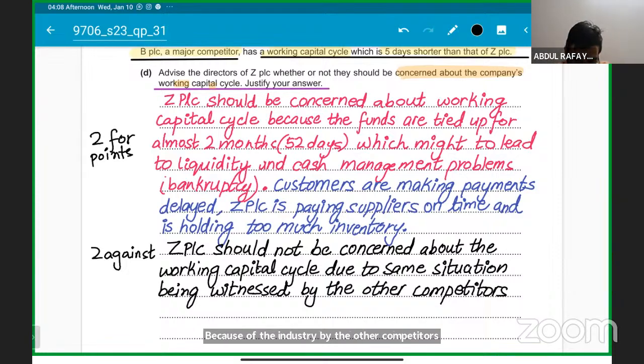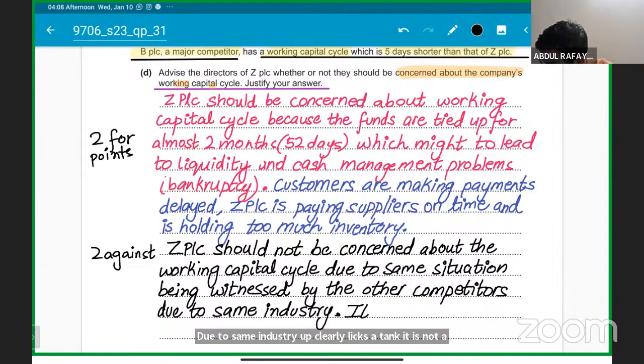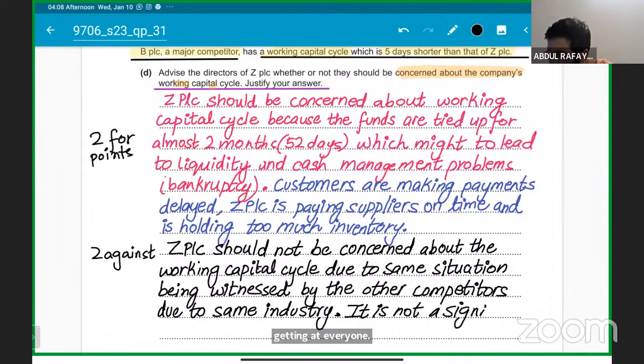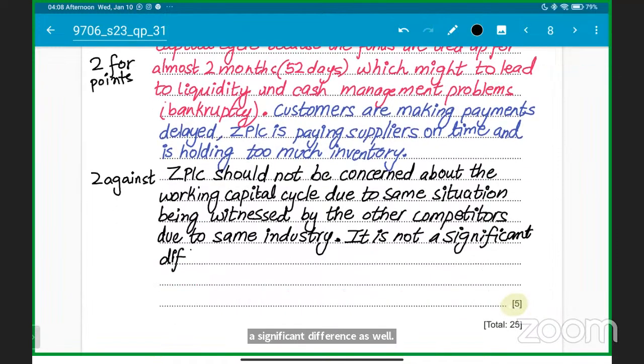इतना कोई significant difference नहीं है. Everyone getting it? Following me? Due to the same industry, आप clearly लिख सकते हैं कि it is not a material difference, it is not a significant difference. अगर 50 days और उसका 100 days होता तो फिर प्रॉब्लम होती, राइट? वो सिग्निफिकेंट डिफरेंस है कि डबल का फर्क आ रहा है. It is not a significant difference as well.